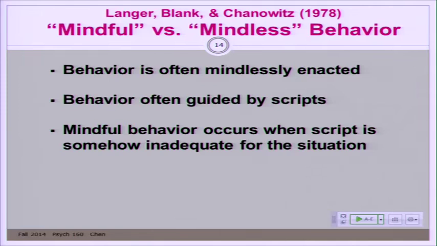The only times, and there are many, when you will engage in mindful behavior, where you'll be consciously, voluntarily, intentionally choosing your behavior, is if something in the situation alerts you, ding, ding, ding, that a script that you have and that you're likely going to want to apply in the situation is not appropriate.